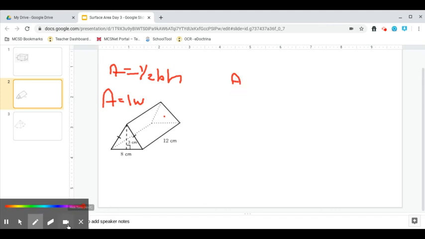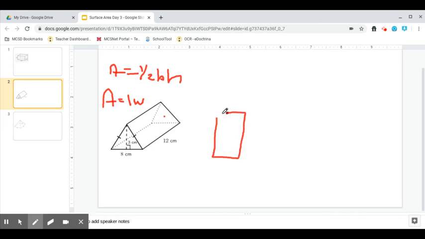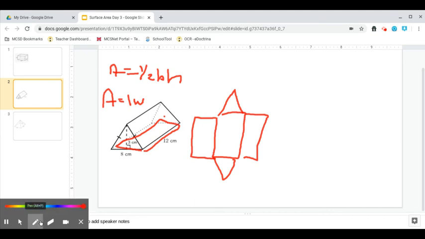So before we do that, I'm going to draw a net to show you what a net would look like. If I have this base right there, I would fold out the triangle there, and I would fold out the triangle there. I would flip that base there, and on the other side there. If I flip all those pieces around, I will have a triangular prism.